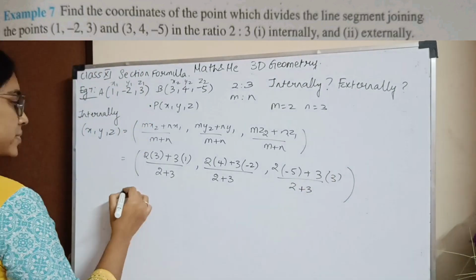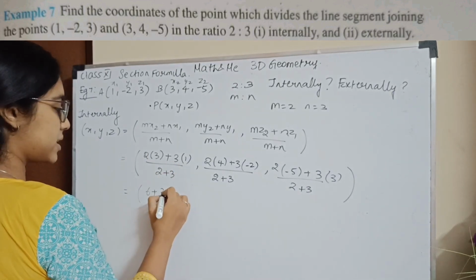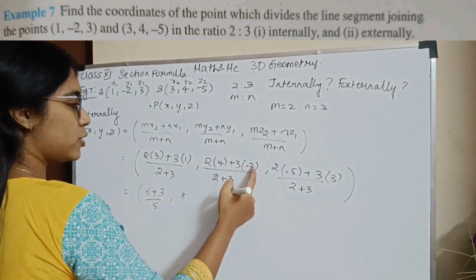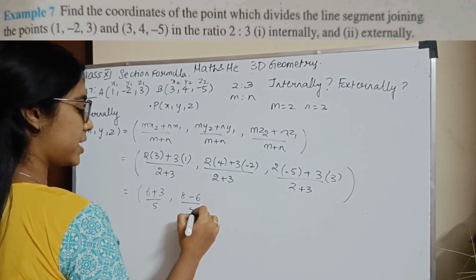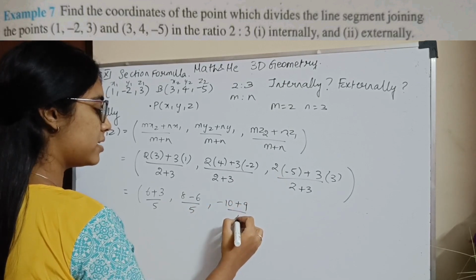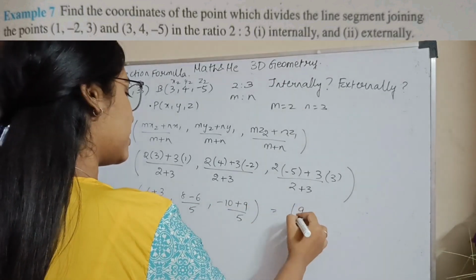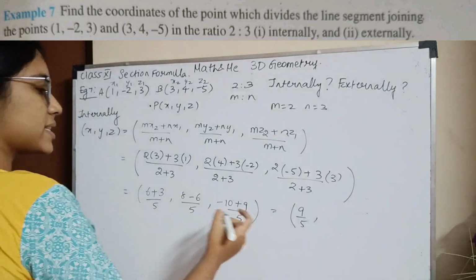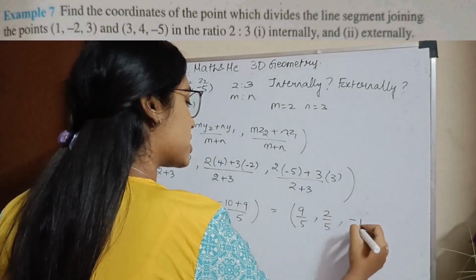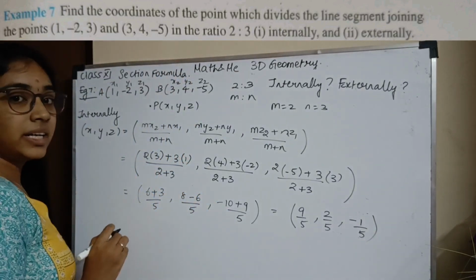So what will the answer be? I'll have 3 2s are 6 plus 3 1s are 3, divided by 3 plus 2 is 5, comma 4 2s are 8, 3 2s are minus 6, divided by 5, comma minus 10 plus 9 divided by 5. So my coordinates are 6 plus 3, 9, so 9 divided by 5, comma 8 minus 6 is 2, so 2 divided by 5, comma minus 10 plus 9, so minus 1 divided by 5. These are my coordinates when it is divided internally.